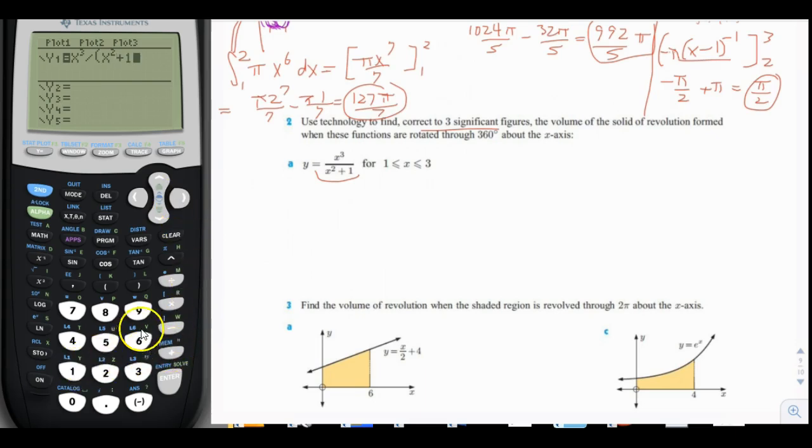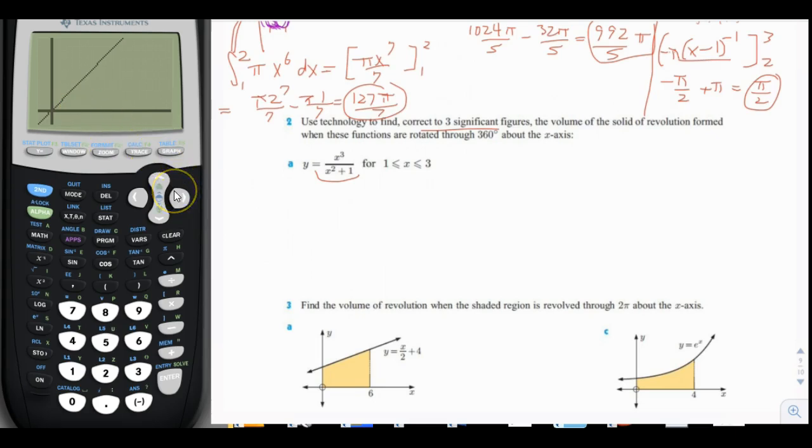Plus 1. Okay? And then we're going to integrate this from the limits 1 to 3. First we'll graph it. From this point of view it just looks like a big straight line, but I'm sure that if we zoom out, it's going to be more curved. So we're going to draw a line like here, and then we're going to rotate it around.